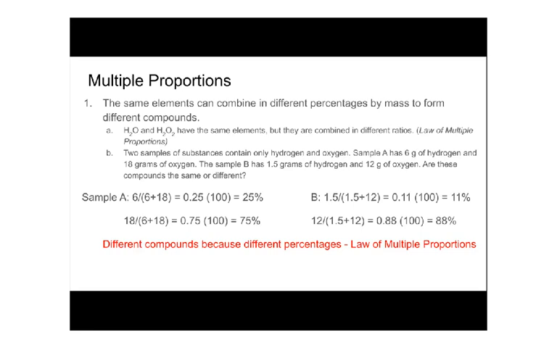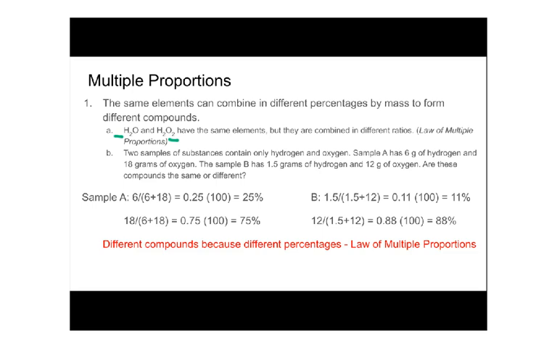The law of multiple proportions says that compounds can have the same elements but combined in different ratios. An example of that would be water is H2O, and hydrogen peroxide is H2O2. So you see that here as the examples, water and hydrogen peroxide. The same elements, they both have hydrogen and oxygen, but they're combined in different ratios. In water, hydrogen to oxygen is 2 to 1, whereas in hydrogen peroxide, hydrogen to oxygen is 1 to 1.